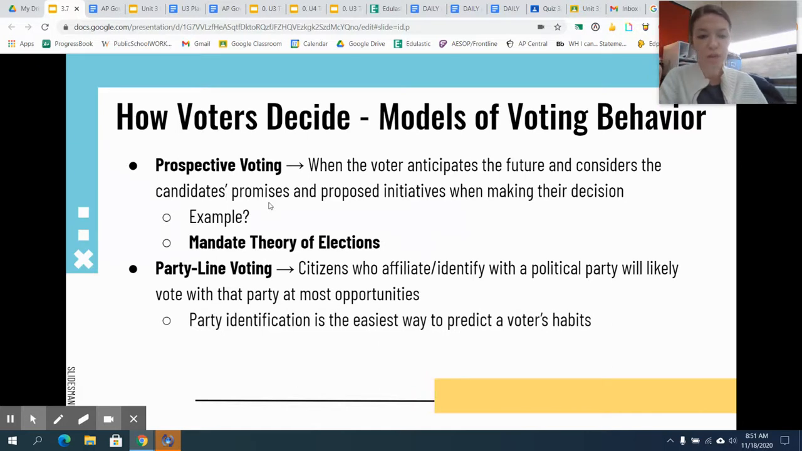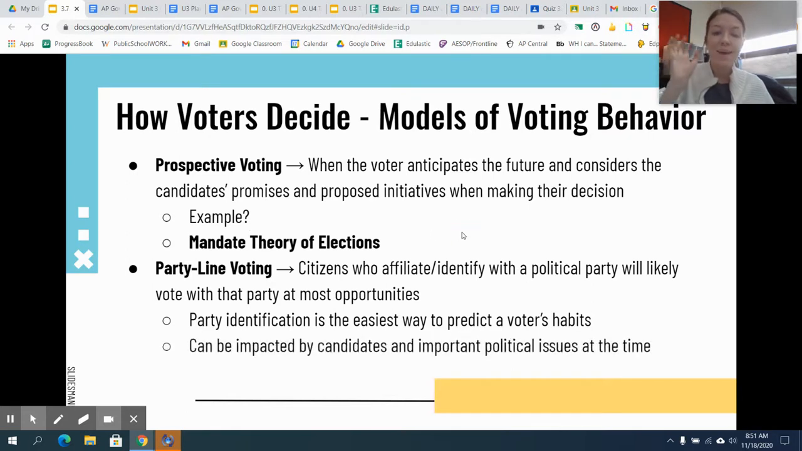Party identification is the easiest way to predict a voter's habits, right? If you have a strong loyalty to a party, you are going to be pretty likely to vote all the way down for that party. Now, that's not to say that there aren't exceptions. Your likelihood of voting along party lines can be impacted by the candidates as well as important issues at the time, right? So we talked about candidate-centered campaigns and how those have become more popular.